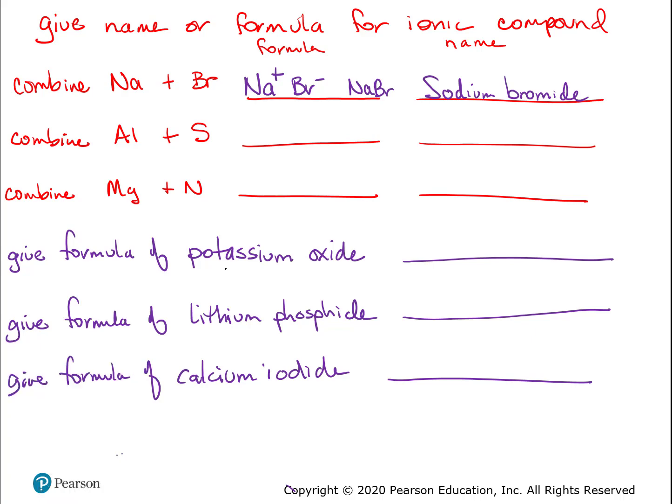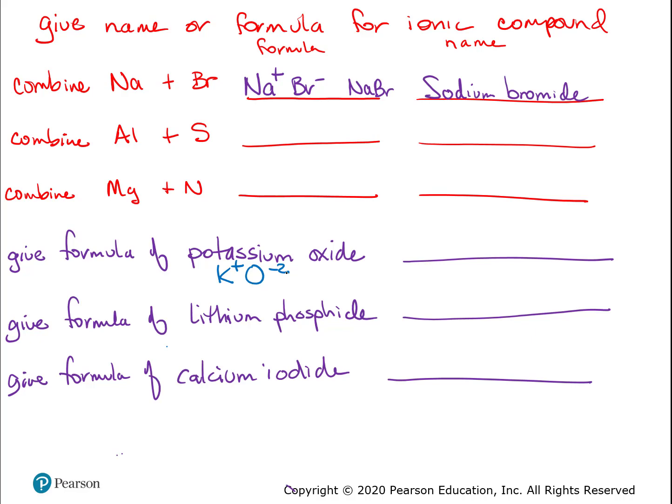Potassium is K. And oxide is O. What is the charge on potassium? +1. See, it's in group 1. So potassium's a +1. Oxygen would be a -2. Does everybody know where you got that?